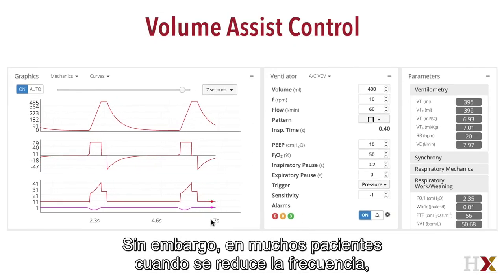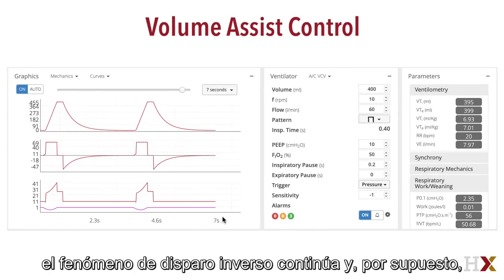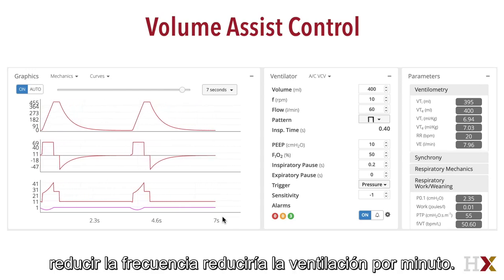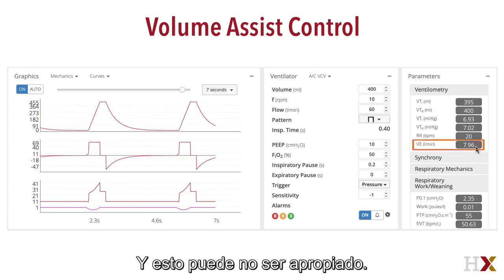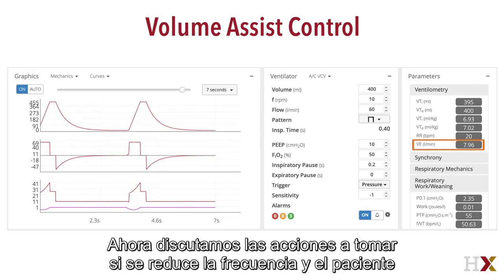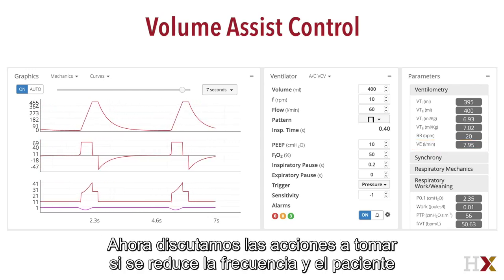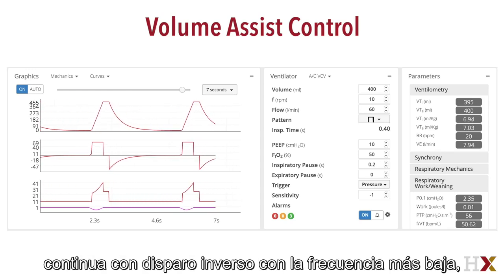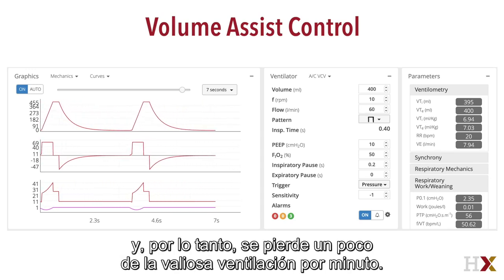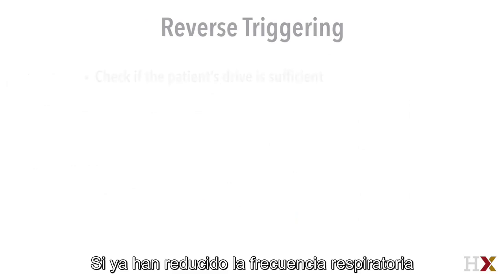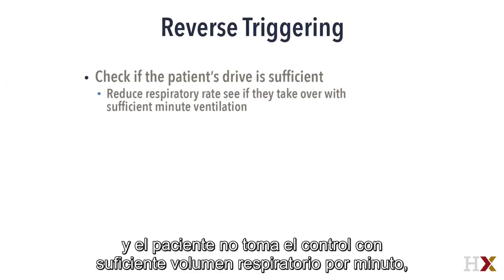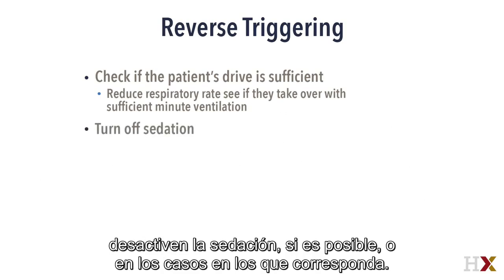So that's one way to determine whether or not the patient has reverse triggering. However, in many patients, when you reduce the rate, the phenomenon of reverse triggering continues. And of course, reducing the rate would reduce the minute ventilation, and this may not be appropriate. So let's discuss actions to take if you reduce the rate and the patient continues to reverse trigger at the lower rate, and therefore you lose valuable minute ventilation. So if you've already reduced the respiratory rate and the patient does not take over with sufficient minute ventilation, turn off sedation when applicable, or if it can be done.